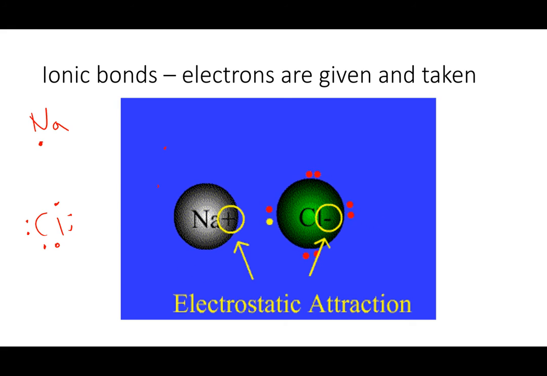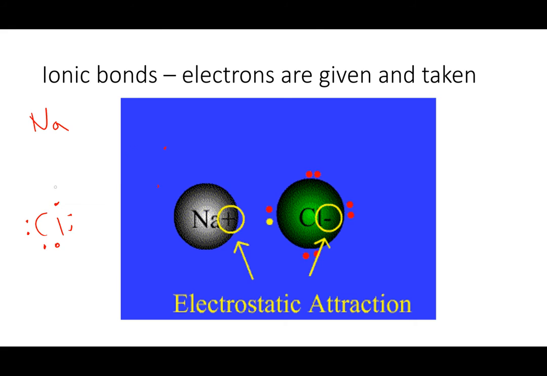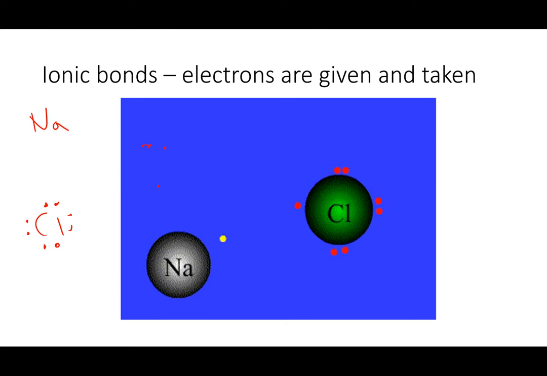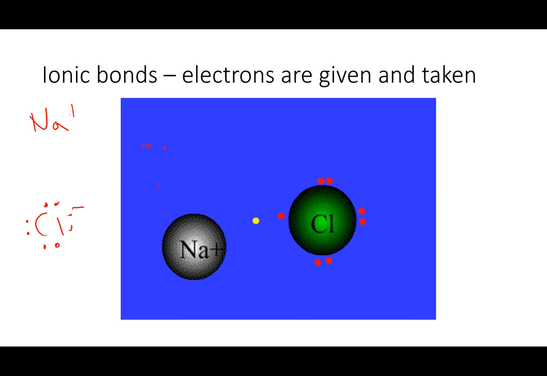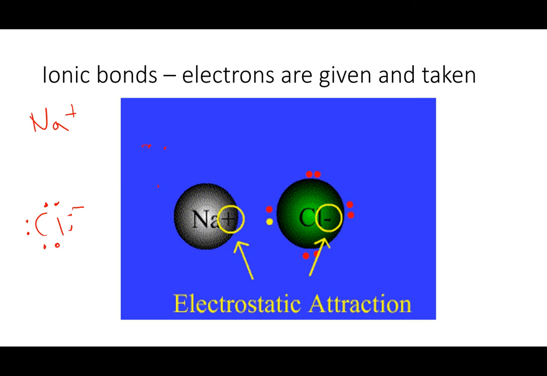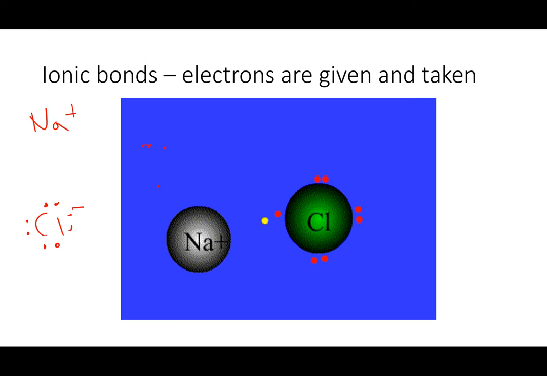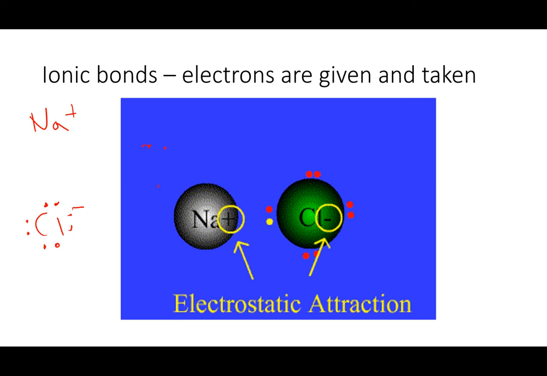So when chlorine comes near sodium, sodium gives it that one electron that it needs. And then after it does that, chlorine now has a full outer shell. It forms a minus charge, and sodium forms a plus charge. And that's what we see happening here in this animation. And because one is positive and the other is negative, they attract each other because opposite charges attract.